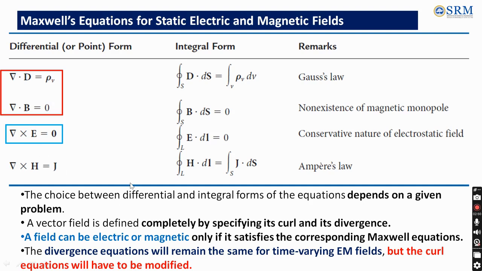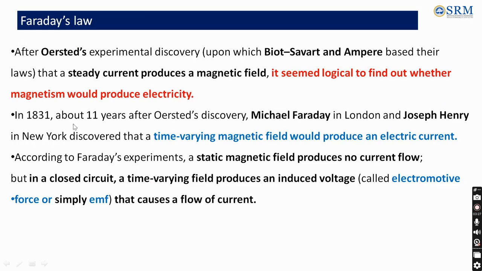We will see in the upcoming session that the divergence equations, highlighted in red, are going to be the same for the time varying electromagnetic field also. But the curl equations have to be modified, and these are going to be modified in this session. Using Faraday's law, we will see how the curl of the electric field vector is modified from its conservative nature. For the time varying case, we are going to observe what change occurs. Let us see about Faraday's law.